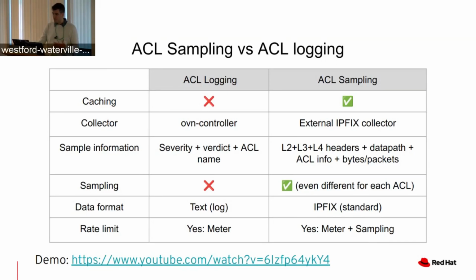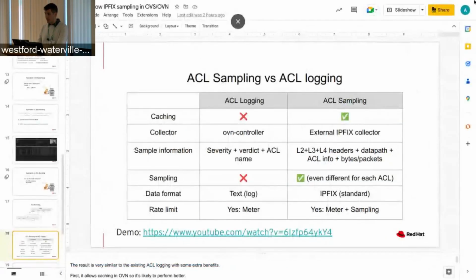And the protocol is standard. It's not just a text log. And we could have sampling, and that sampling can have different values, different probability, for each ACL. So if we're interested in some of them, we can basically increase the sampling rate on that one, and that's it.